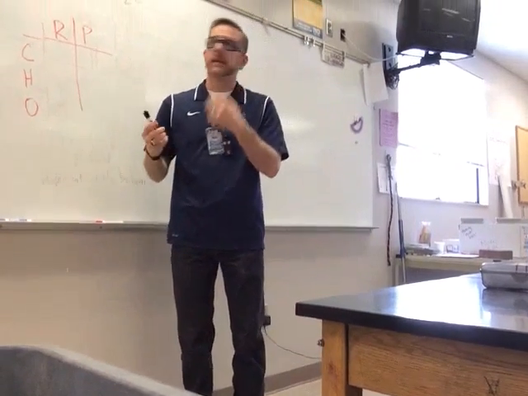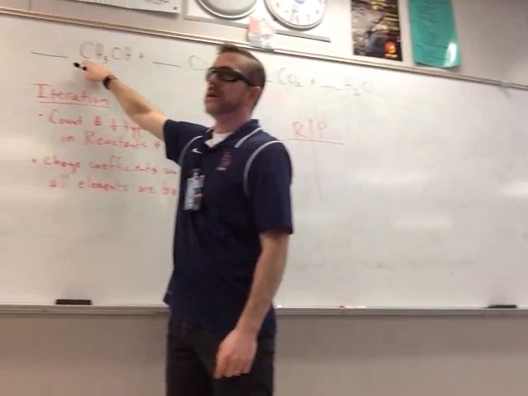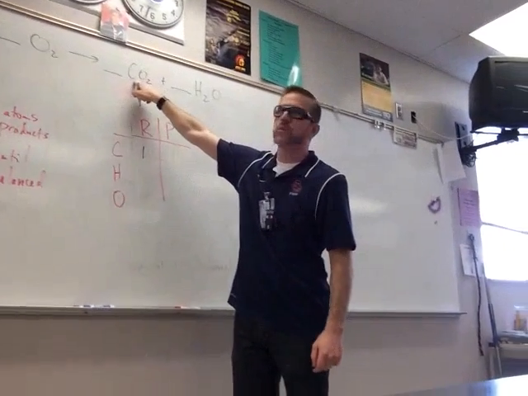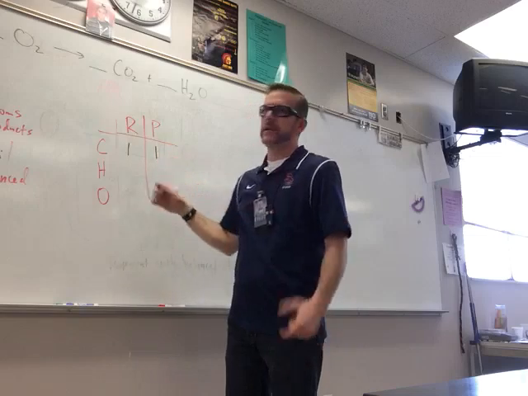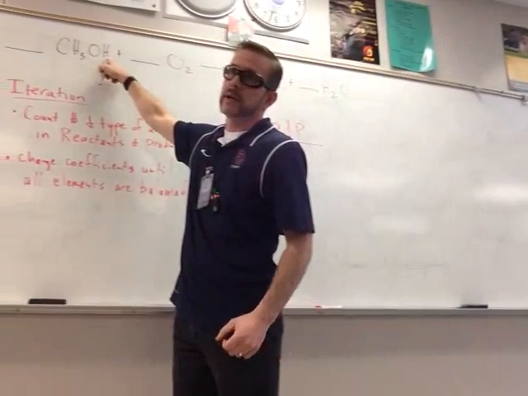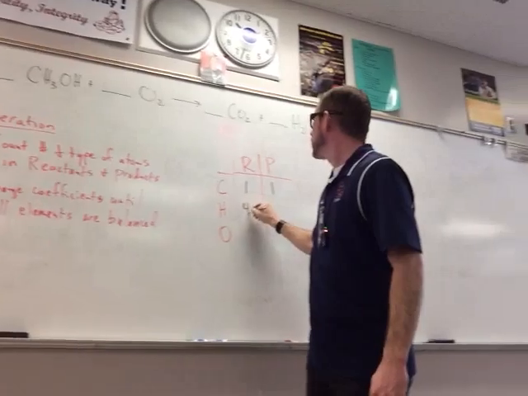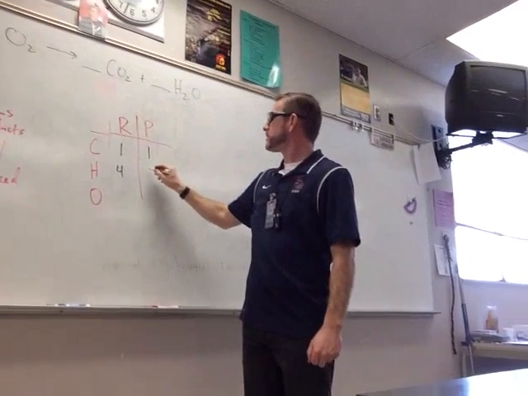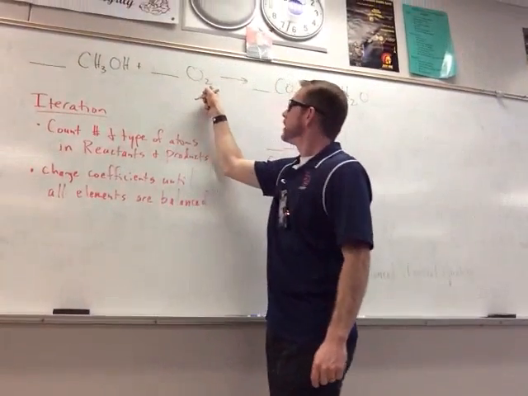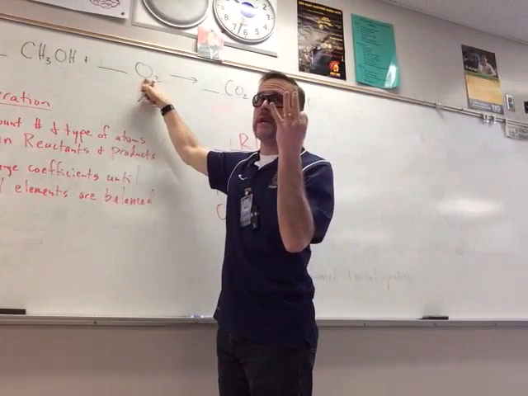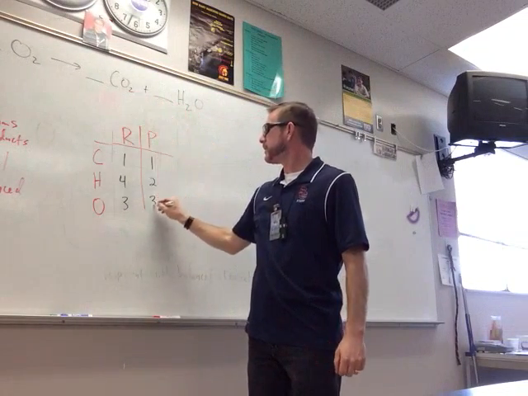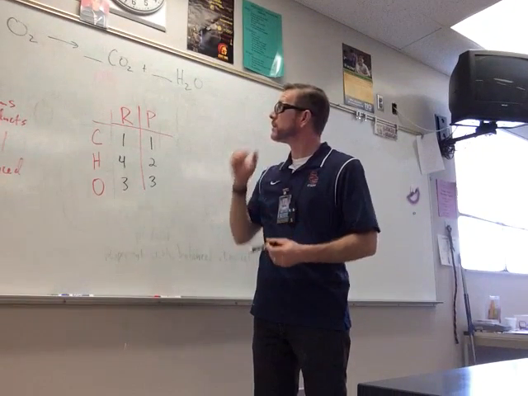And now I just start counting, right? On the left side, I have one carbon. Products, one carbon. All right, it's balanced. I don't have to do anything yet. Hydrogen, 3 plus 1 gives me 4. On this side, I have 2 hydrogens. And then I go to oxygens. I have 1 here, but I have 2 oxygens here, so that makes 3 on the reactant side. And I have 3 on the product side.